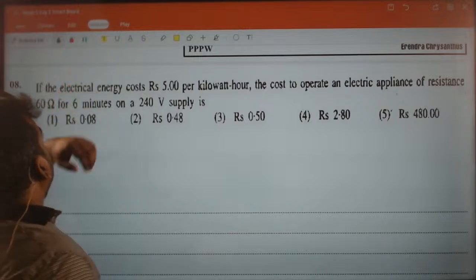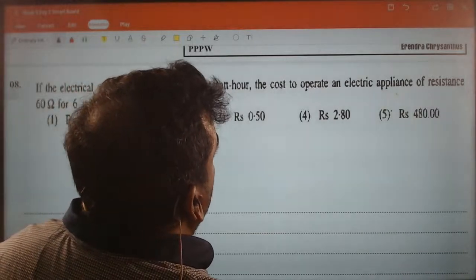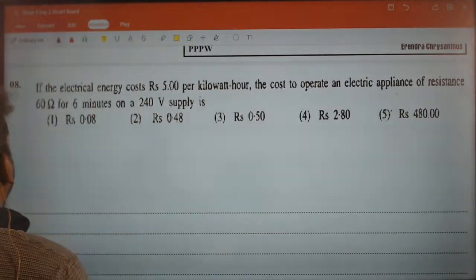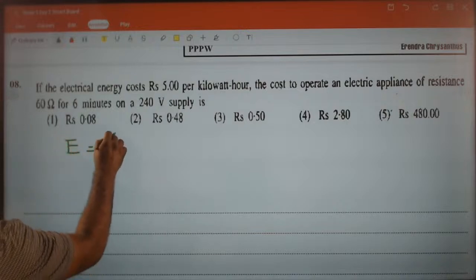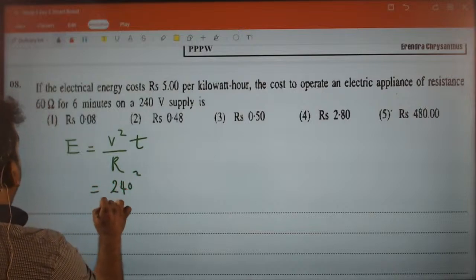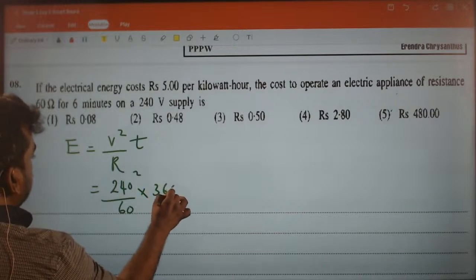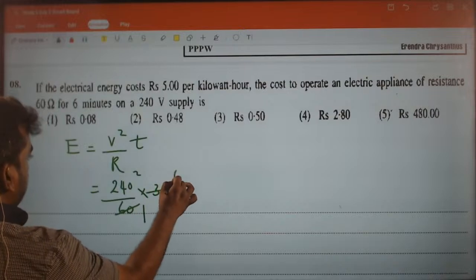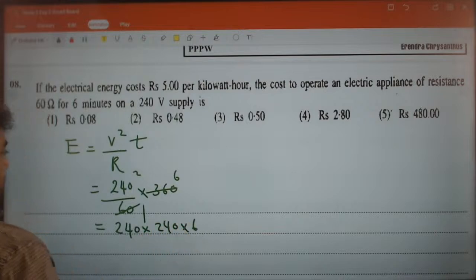Next one. The electrical energy costs 5 per kilowatt hour. To operate an electrical appliance of resistance 60 ohm. So let's find the energy. Energy is V squared over R, which is power, times time. Power into time is energy. 240 volts squared, resistance is 60, time is 6 minutes into seconds, 360. 240 into 240 into 6. You get your answer in joules.